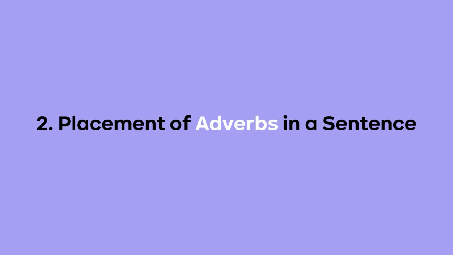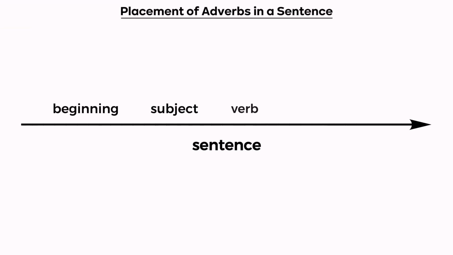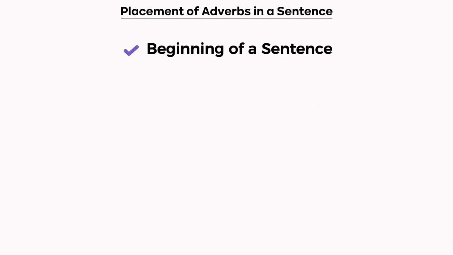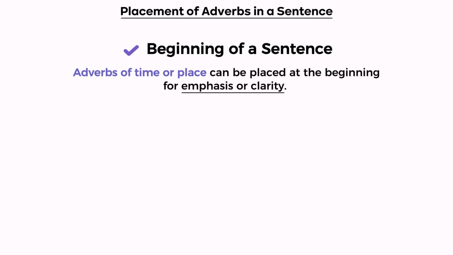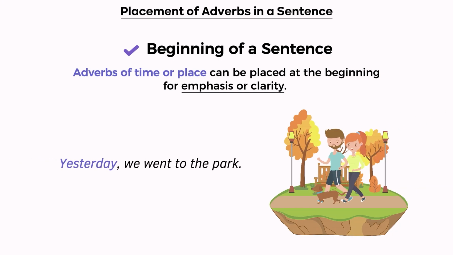2. Placement of adverbs in a sentence. Adverbs can appear in various positions in a sentence, depending on the type of adverb and the intended purpose or emphasis. Beginning of a sentence. Adverbs of time or place can be placed at the beginning for emphasis or clarity. For example, yesterday we went to the park.